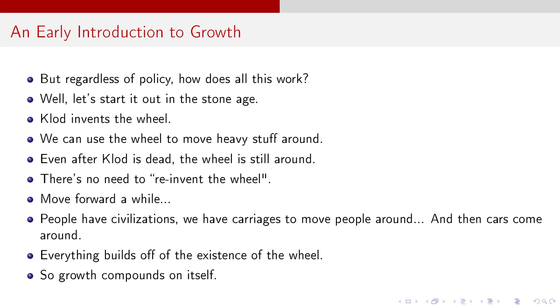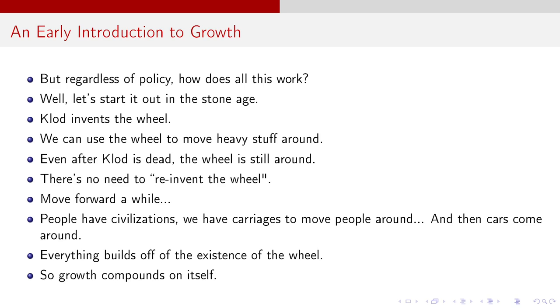Well, let's move forward a little bit, past just when the wheel was invented. People have civilizations, we have carriages to move people around, and cars come around, right? Everything builds off of the existence of the wheel. So growth is really compounding upon itself because we don't need to reinvent the wheel. It's already been invented. That idea already exists. It's been taken from the ether and brought into the real world via the creation of the wheel. So we don't need to reinvent it at all.